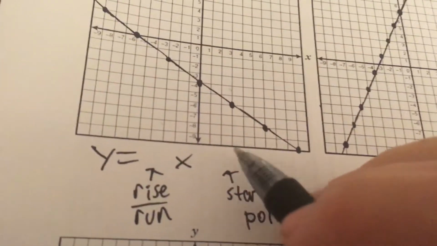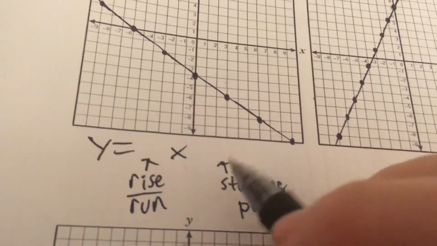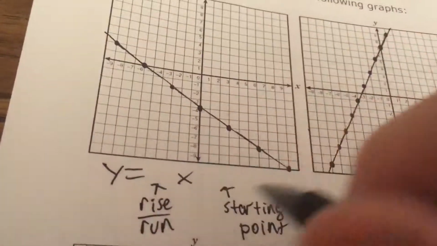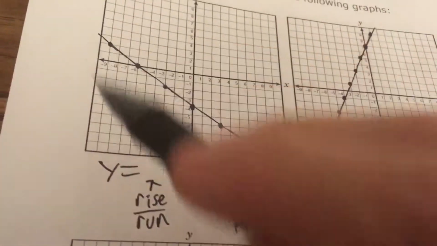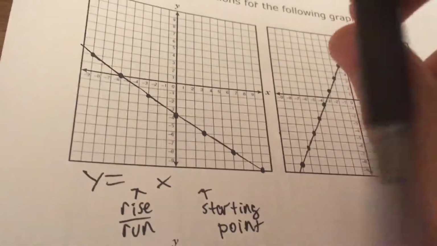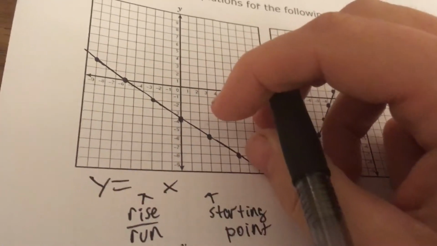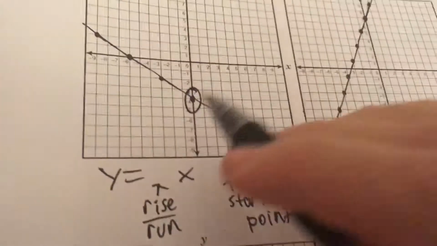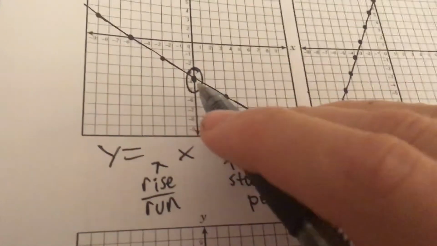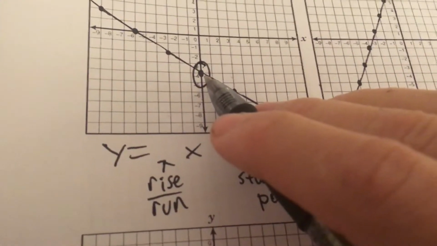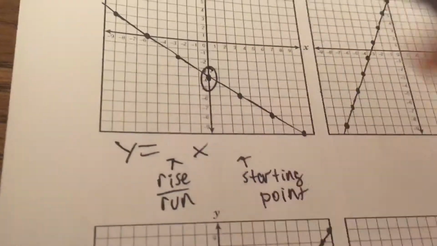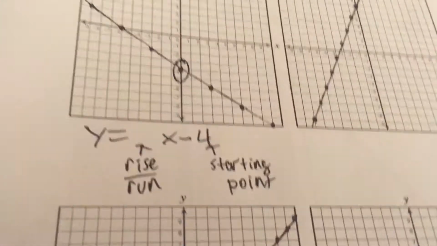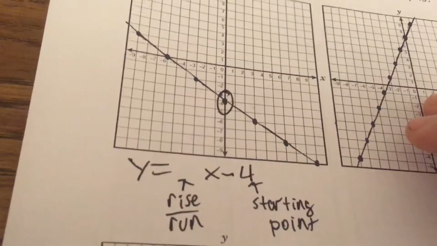First, everybody write what you think the starting point is. Tell the person next to you, what do you think is the starting point on this graph? Okay. Hopefully you told each other. There it is right there. I circled it for you. The starting point is -4. So I'm going to write -4 at the end of this equation. It's something x minus 4.